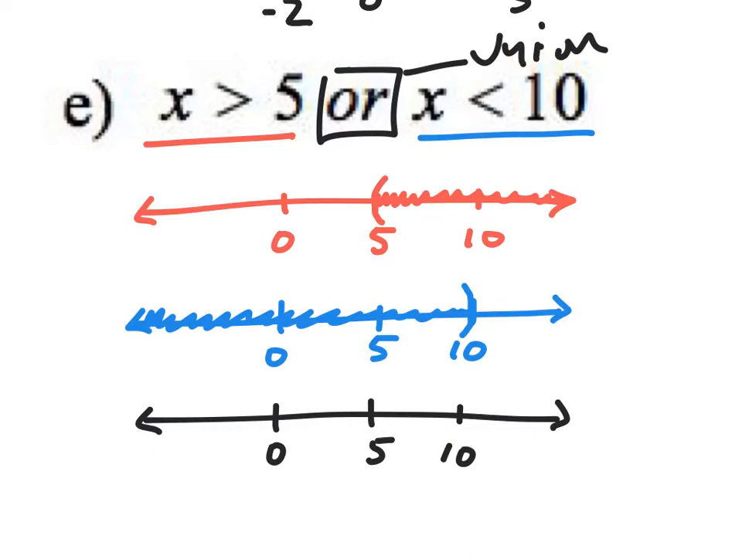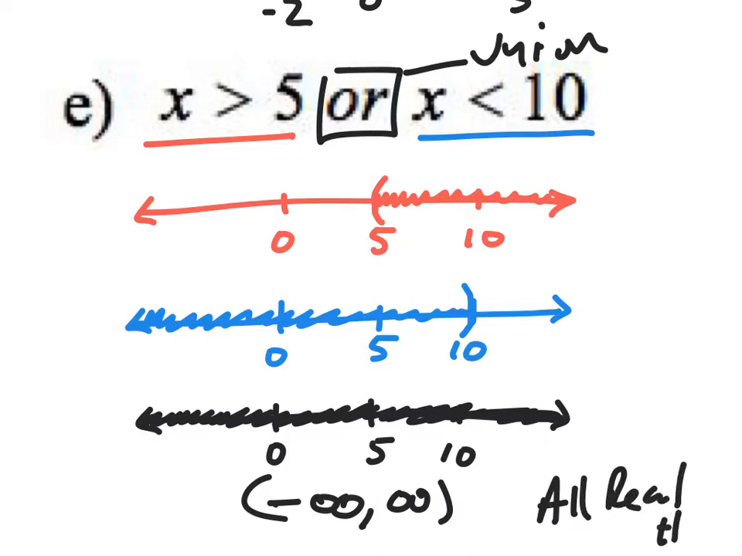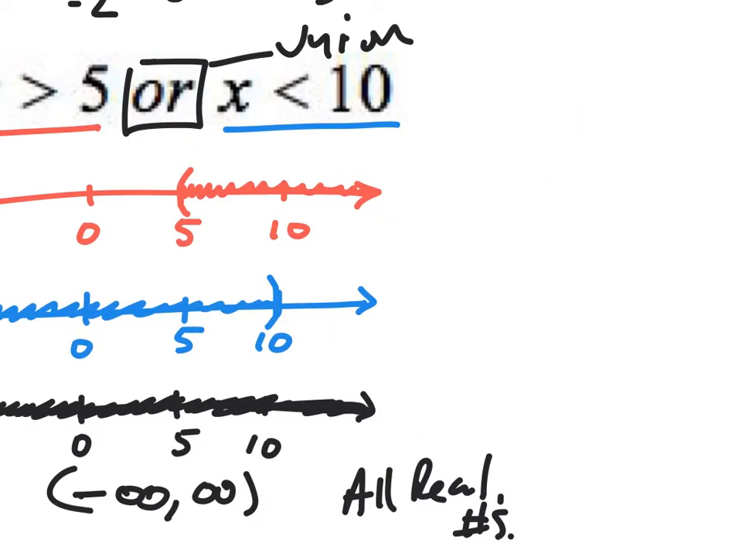So every single part of this graph would be shaded in. And there would be no non-solution. Every solution will work. Okay? And so what I have here, if I wanted to put this in interval notation, I would say that this goes from negative infinity to positive infinity, and that would be all real numbers. Okay? All right, so now let's take a look at the last one.